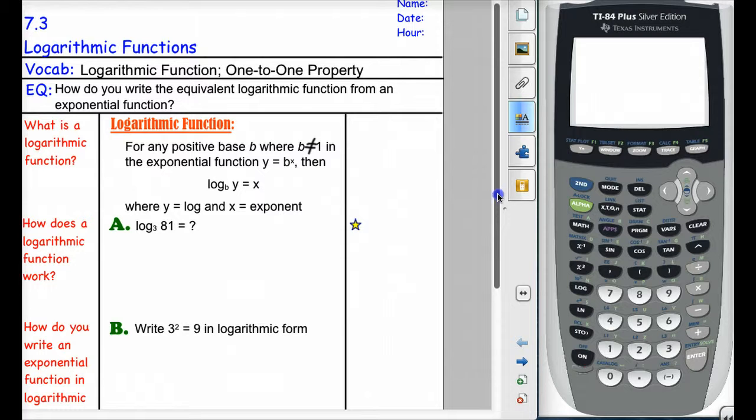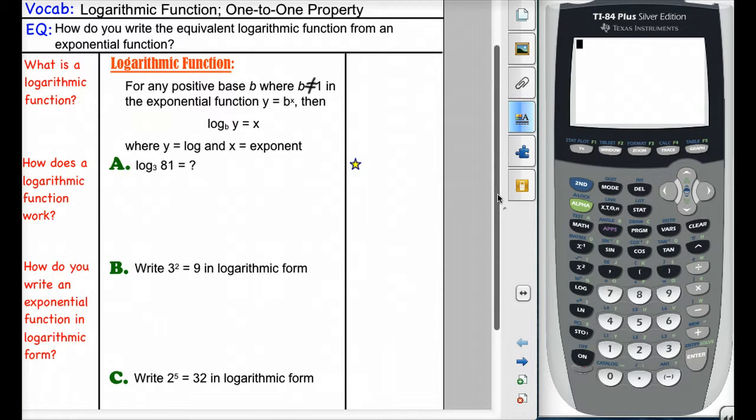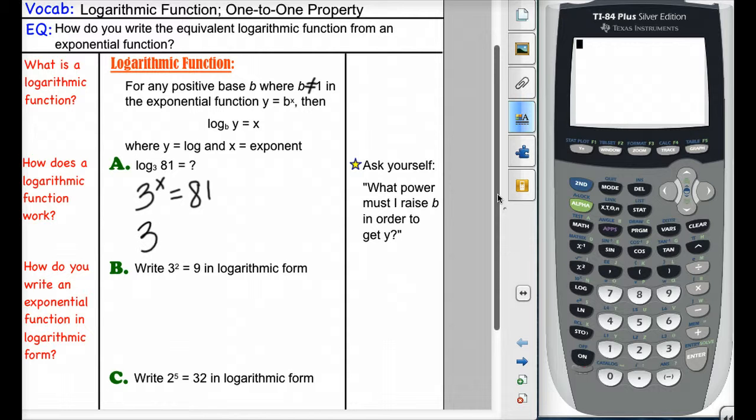So basically, if we look here, we have log base 3 of 81 is equal to something. One of the things you want to make sure you know is to ask yourself, what power must I raise b to in order to get y? In other words, this is saying 3 to what power gives me 81. Most of these you should start becoming familiar with, but if you're not sure, you can do guess and check in this manner. In this case, I know that 3 to the 4th equals 81, so therefore this is equal to 4.